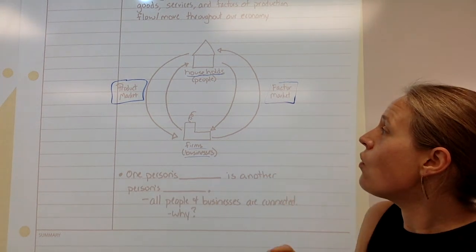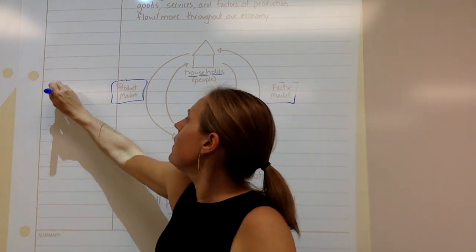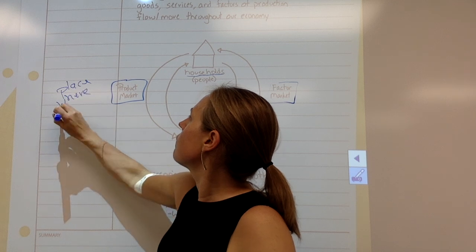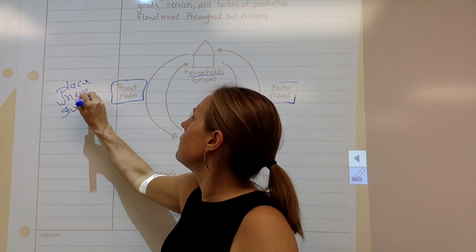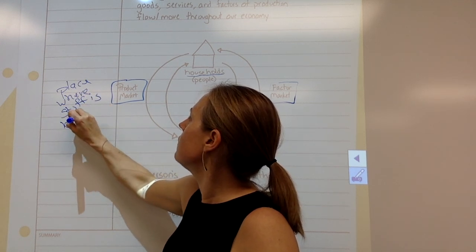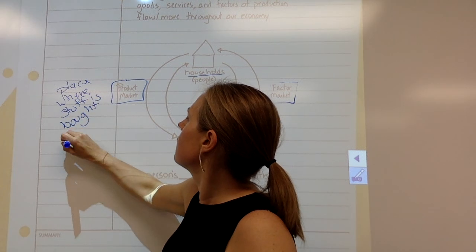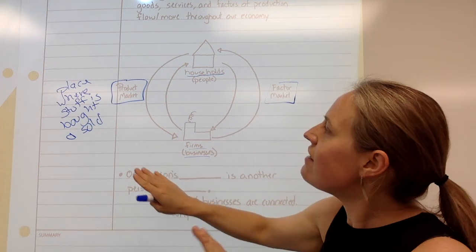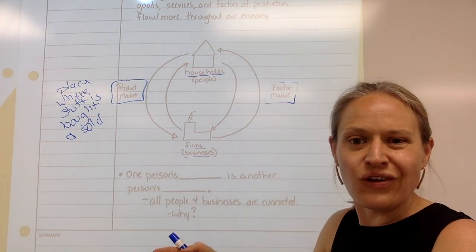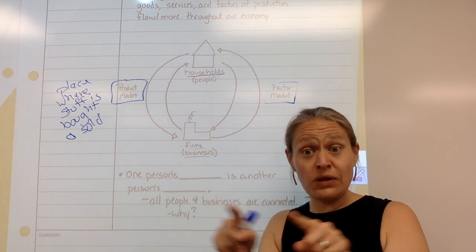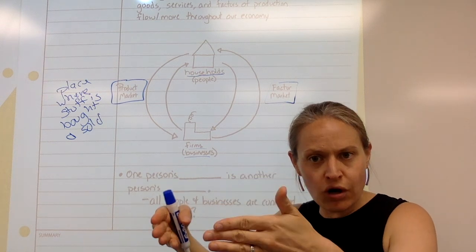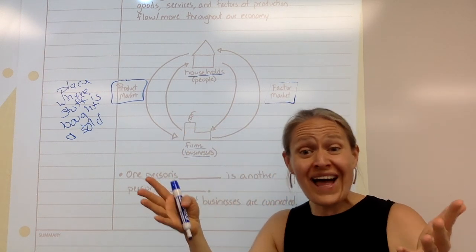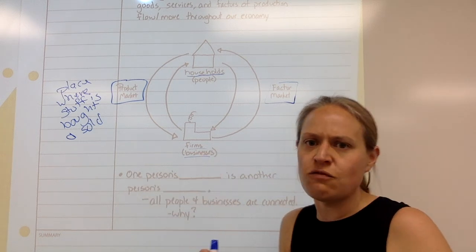All right, so product market is a place where stuff is bought and sold. Sorry about my bad handwriting. I'll try to calm it down. So it is a place where stuff is bought and sold. Now, sometimes that's a physical building, like you go to the store. And sometimes it's in the cloud, it's online, right? So place where stuff is bought and sold.